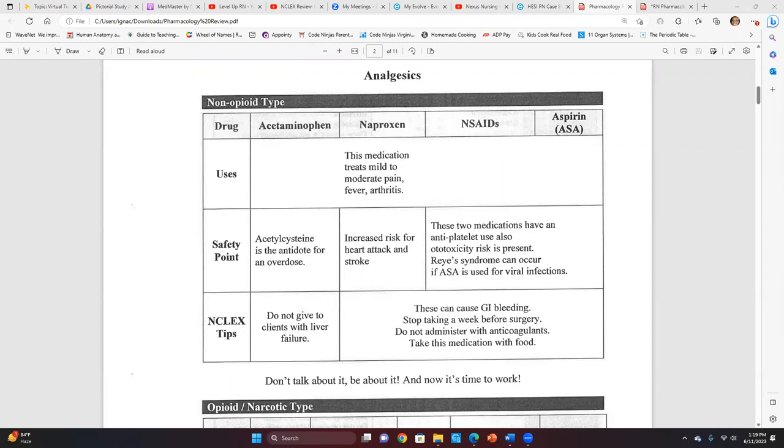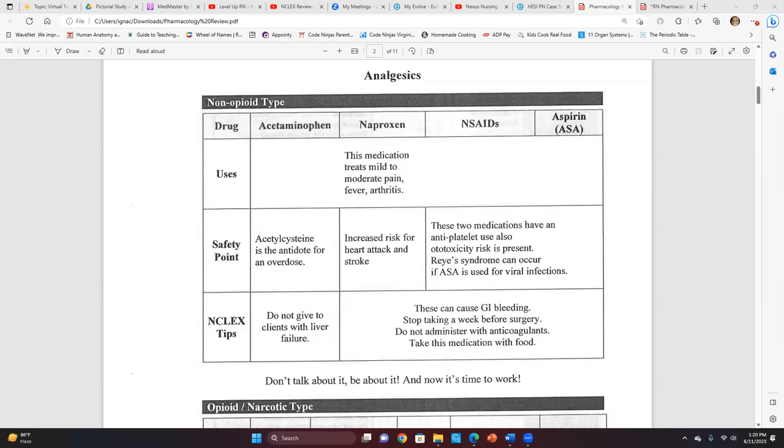Now, a safety point for NSAIDs: if a patient has been taking NSAIDs for a long time, they can thin the blood. So if a patient is getting ready for surgery, one of the things the nurse is responsible for is educating the patient to please stop taking their NSAIDs maybe 1 or 2 weeks prior to the surgery or procedure.